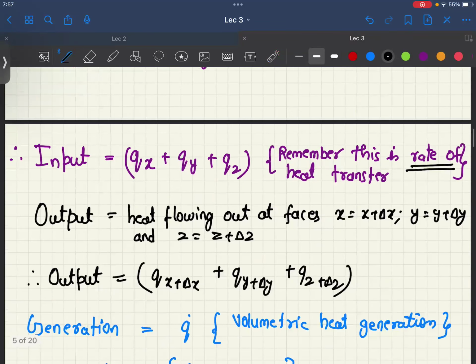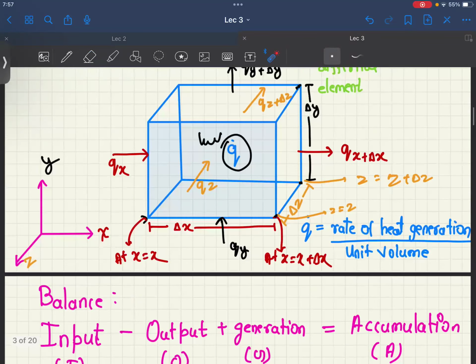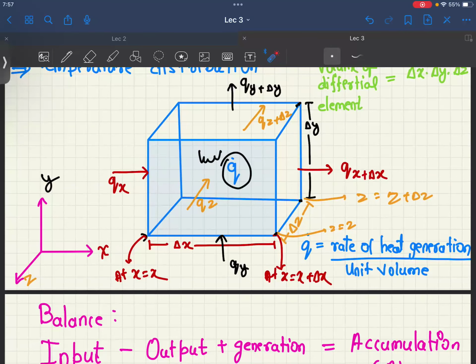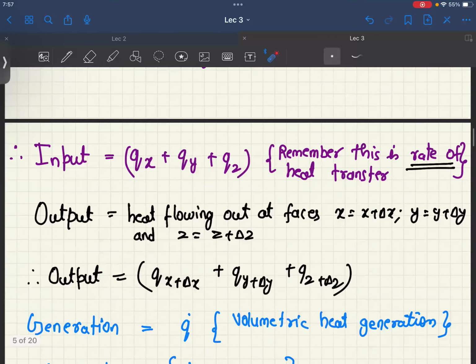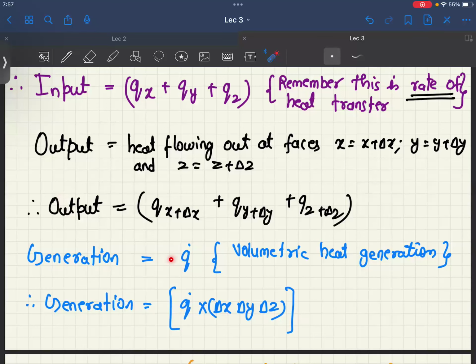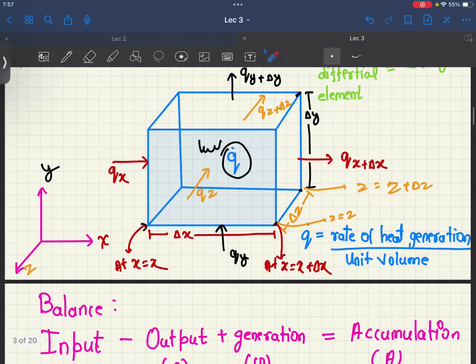Okay, now what is the output? Output to the system is heat flowing out at phases x plus delta x, y plus delta y, and z plus delta z. ठीक है, so this is the total amount of heat output. ठीक है, what is the generation? Generation is nothing but we said that it's q dot. Q dot is the rate of heat generation per unit volume.